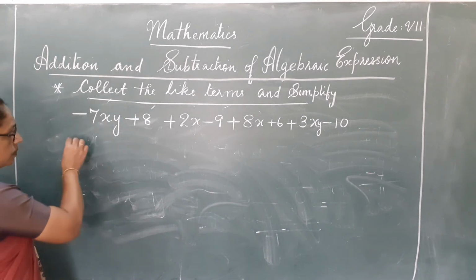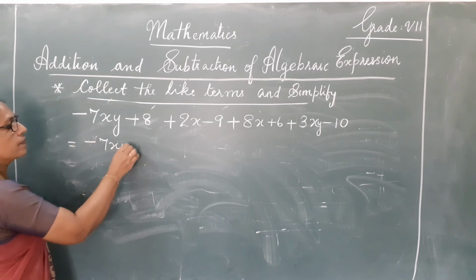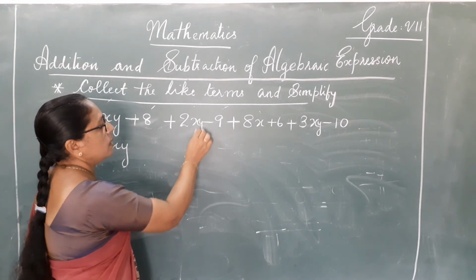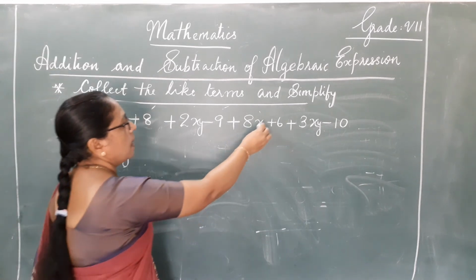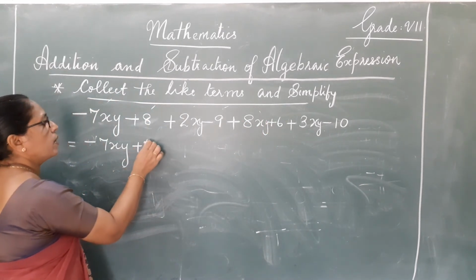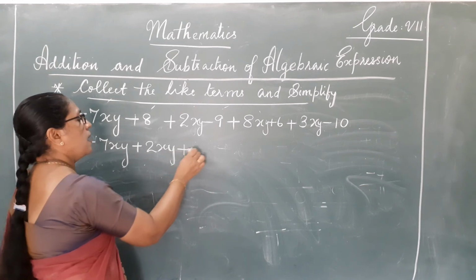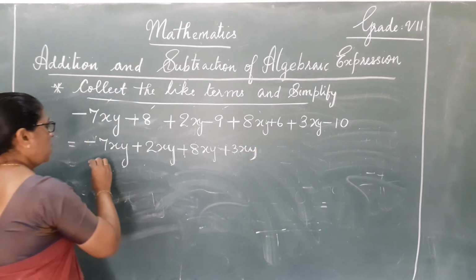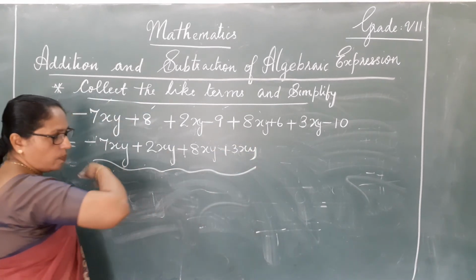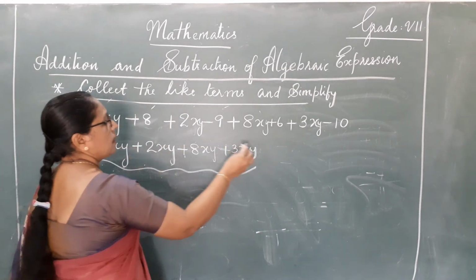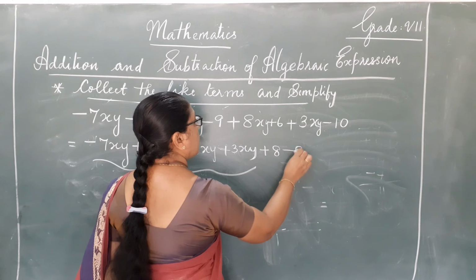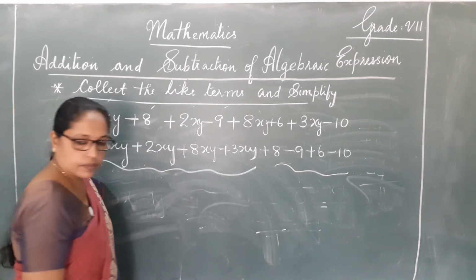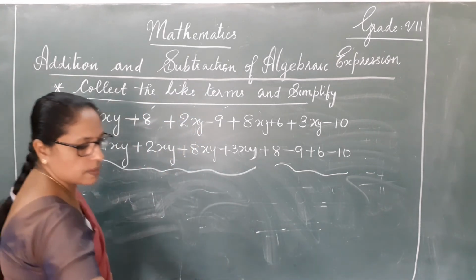Yes, negative 7xy. Then this is 2xy, and this is 8xy. So plus 2xy plus 8xy plus 3xy. So we got a group containing the like terms. Then we have the numbers positive 8, negative 9, positive 6, negative 10, the next group. Now solve it.